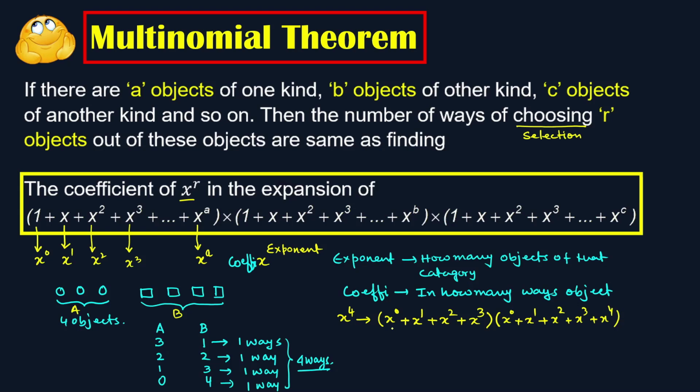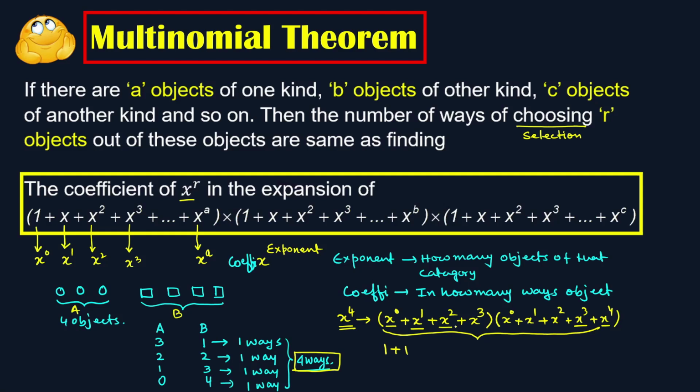right? So from this polynomial, I have to find out the coefficient of x to the power 4, and we will see that it exactly matches with the number of ways that we calculated when we considered cases. Let us check it. How to get x to the power 4? When x to the power 0 is multiplied with x to the power 4, we are getting the coefficient of x to the power 4 as 1. When x to the power 1 is multiplied with x cube, we are getting the coefficient of x to the power 4 again, which is 1.